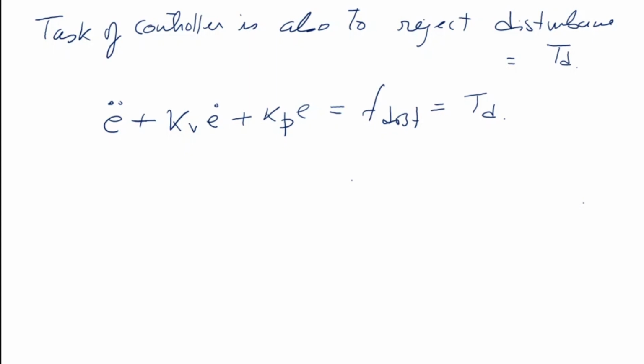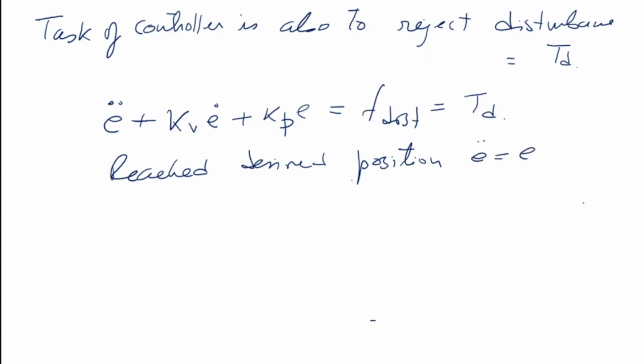Now once it has reached the desired position, E double dot is equal to E dot is equal to 0. If that is the case, and we put it in this equation, let's call this equation number 2. So putting this in equation number 2, we are left with KP into E is equal to F disturbance, which is equal to TD. Now this is what we also call steady state.